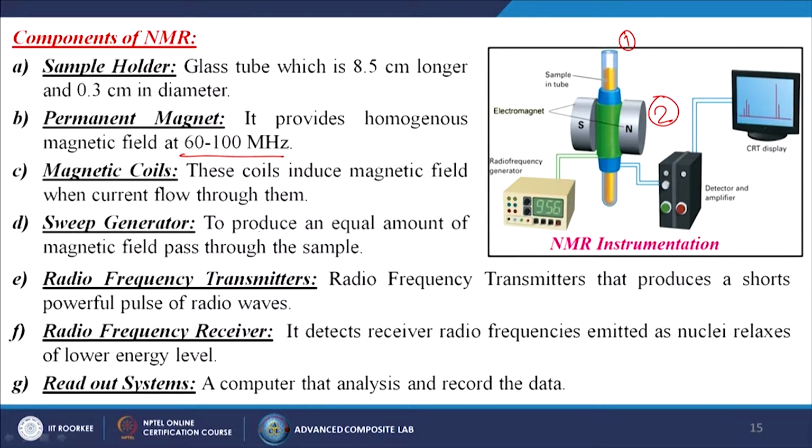Sweep generator, to produce an equal amount of magnetic field passing through the sample itself. We also have the radio frequency generator over there. Then we have the radio frequency transmitter that produces a short powerful pulse of radio waves. Then the radio frequency receiver, it detects radio frequencies emitted as nuclei relax to a lower energy level. And the last one is the readout system, a computer that analyzes and records the data.